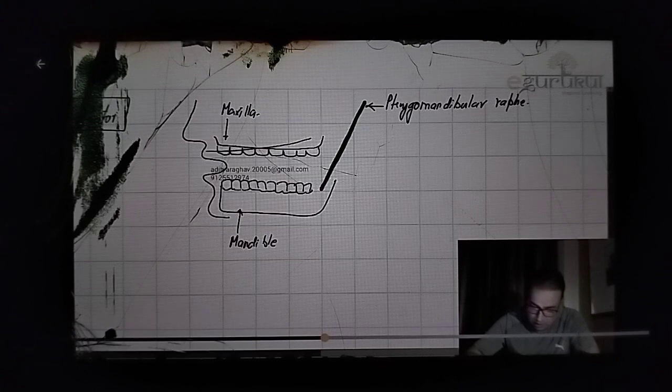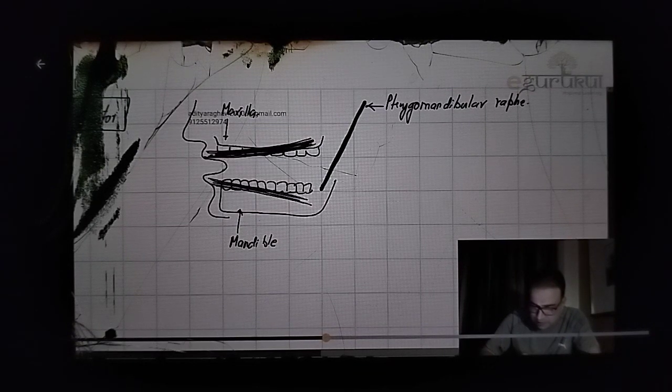From the maxilla, opposite to the molar teeth, and will go like this. I'll write that for you. Lower fiber will take origin from the mandible, opposite molar tooth, and will go to the lower lip. Obviously, one is going toward the upper lip, one is going toward the lower lip. That is upper and lower fiber.